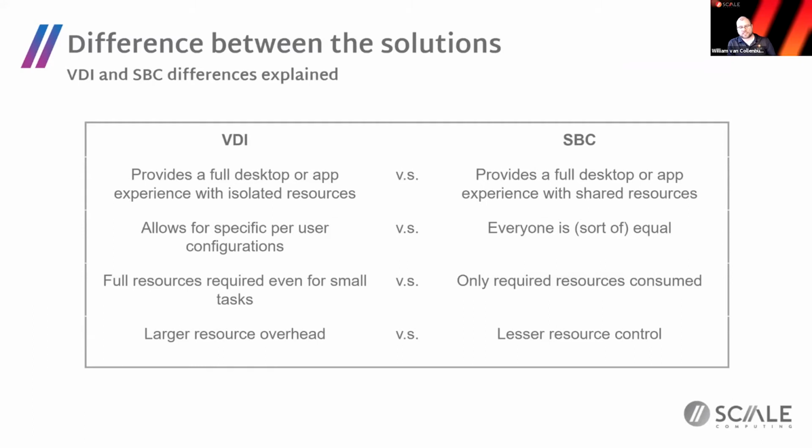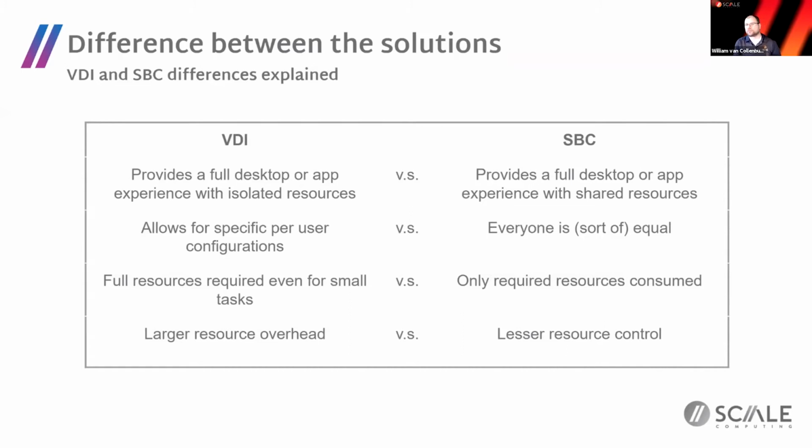What do we mean with isolated resources? Isolated resources means that Windows 10 or 7, usually it will be 10, desktop will have its own RAM, its own CPU designation, its own hard drive assignment, and no other user can interfere with that, as opposed to server-based computing, where a lot of users actually share the same resources.